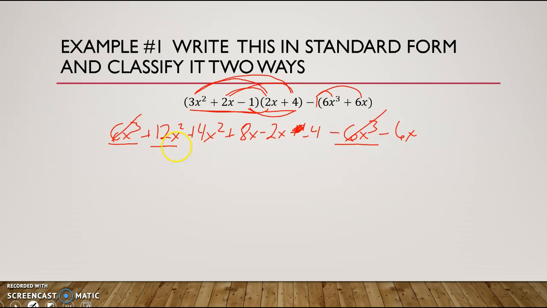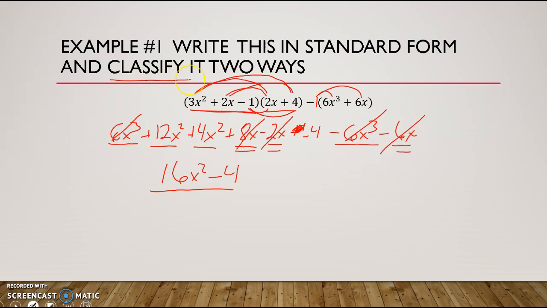I have a 12x squared plus a 4x squared. That is 16x squared. Then I have an 8x minus a 2x minus a 6x. So 8x minus 2x is 6x. 6x minus 6x is just 0. So those all cancel themselves out. And then I have the minus 4. So my final answer in standard form is 16x squared minus 4.